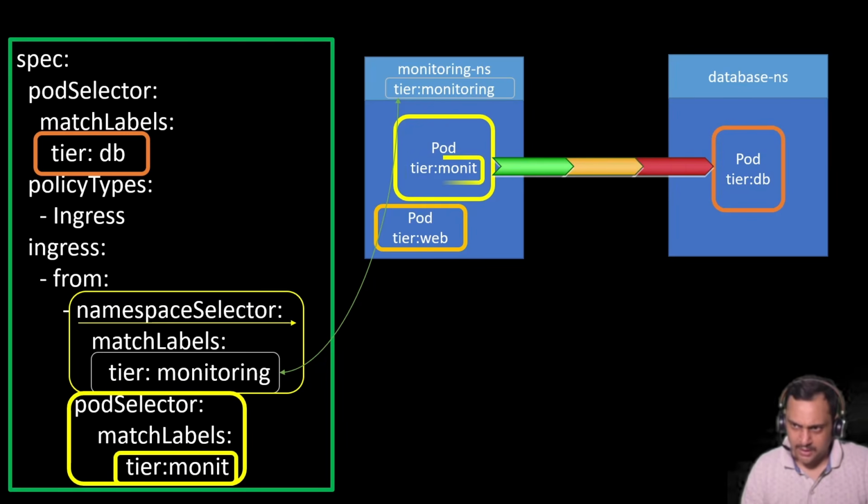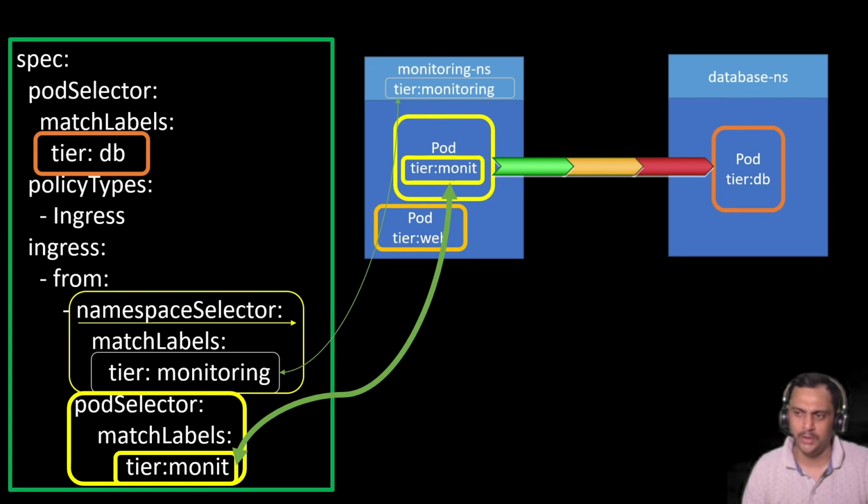Please bear in mind that if we add the pod selector as a separate array element, then the from array contains two elements. It allows all incoming traffic from namespaces which have label tier equal to monitoring, and also all incoming traffic from pods which have label tier equal to monet on the same namespace, that is database NS. So just to summarize here, this namespace selector has come inside this array.